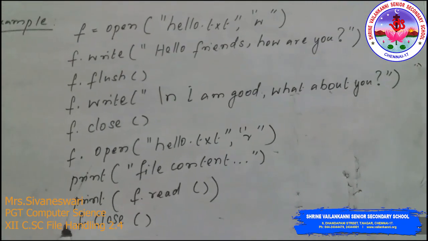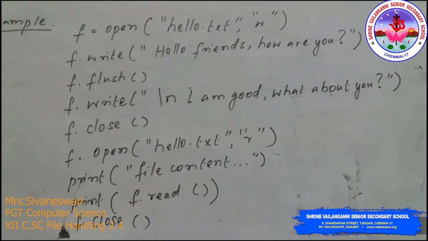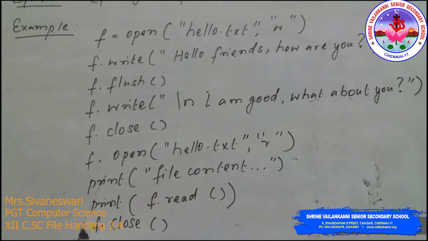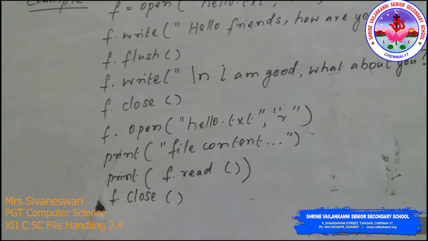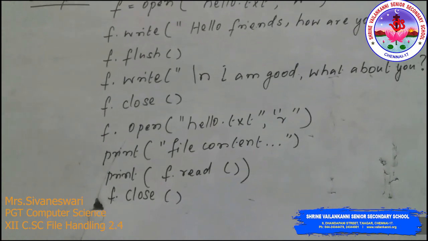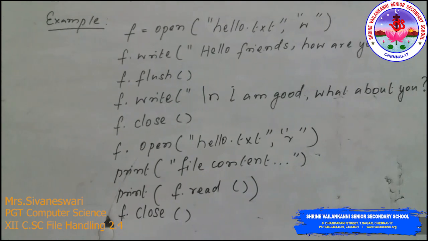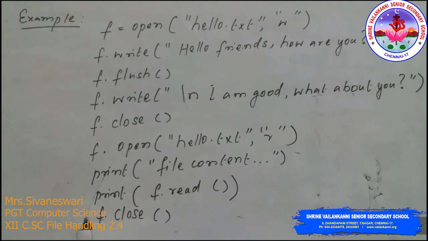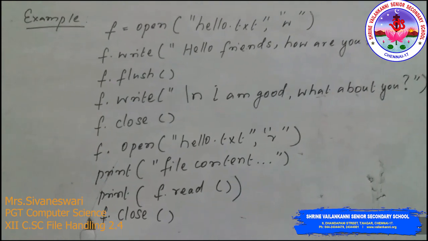When this is executed, the hello.txt file is first created and the two lines of content are written inside. Then the file is closed. Then once again it is opened in read mode, where we read the content from the file and print it. So this is how flush works. It just clears the buffer and moves everything to the file.